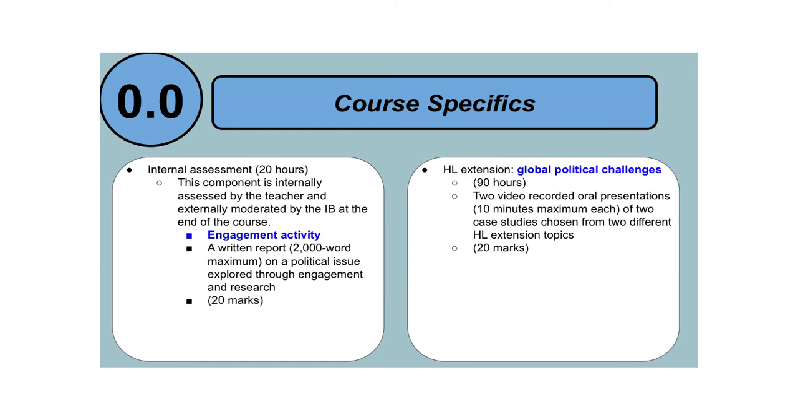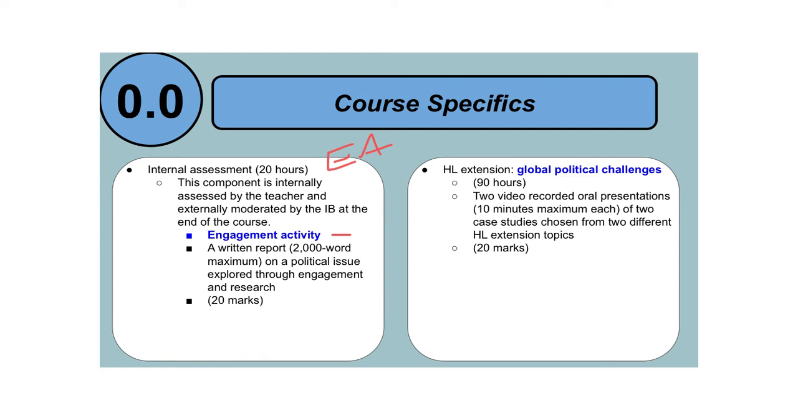Continuing on with course specifics, the internal assessment goes a little deeper now. Last slide we talked about the EA, the engagement activity, and here it is again in blue, so remember to write this down. The engagement activity is the global politics version of the internal assessment. I hear all of you talking about IA in math and science. Here in GLOPO, it's called EA, or engagement activity.